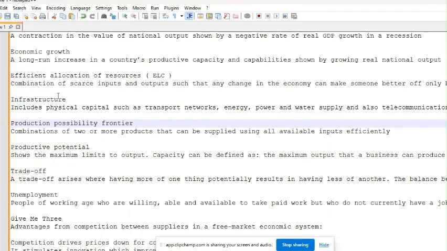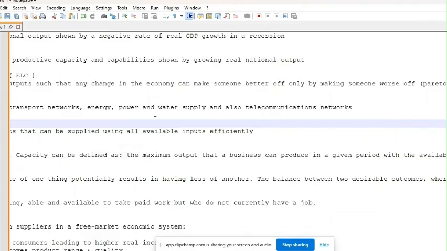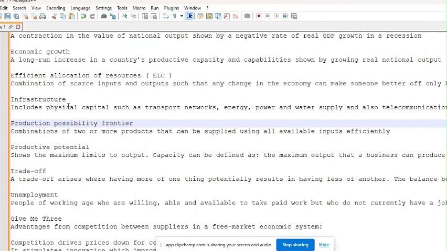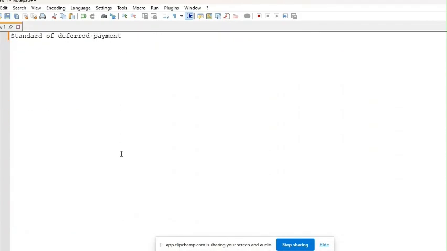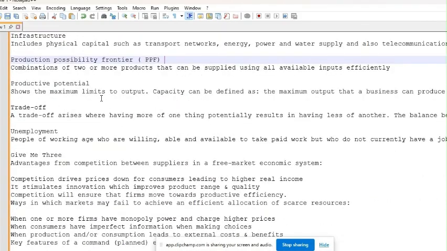So infrastructure, this is very basic. This includes all physical capital such as transport networks, energy, power, and water supply, and also telecommunication networks. Let's look at the PPF, the production possibility frontier, as a lot of other economists call it. This is a combination of two or more products that can be supplied using all available inputs efficiently. And then we have some other terms such as the production potential.